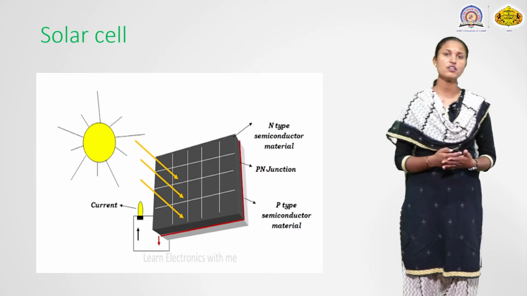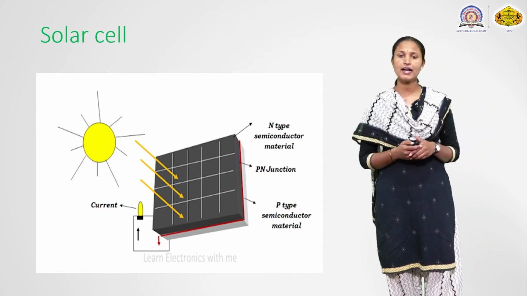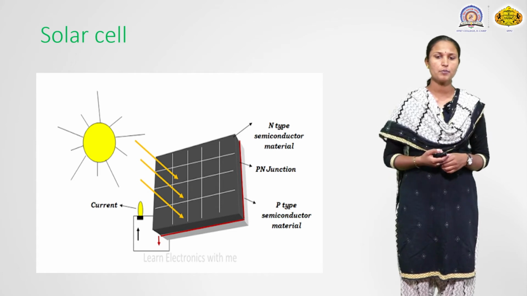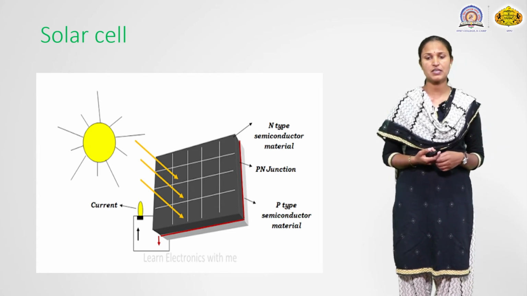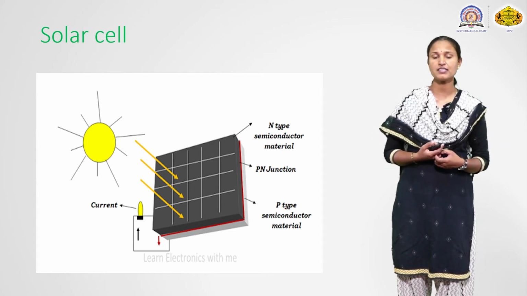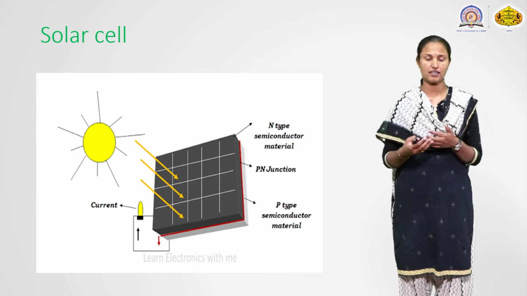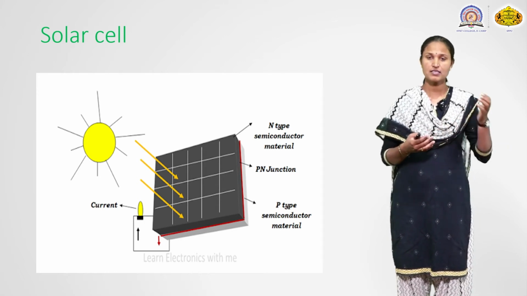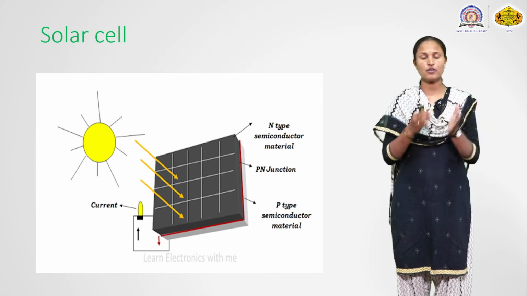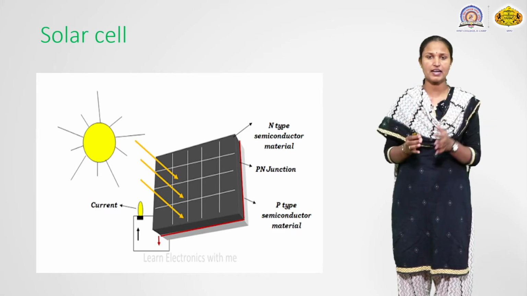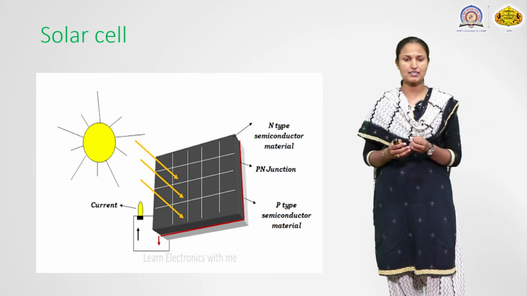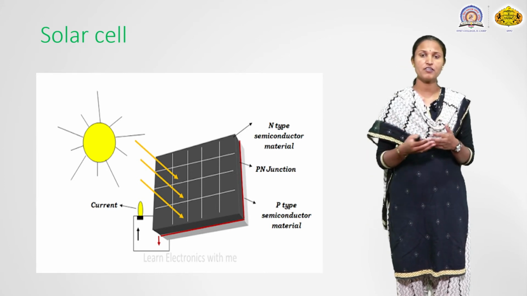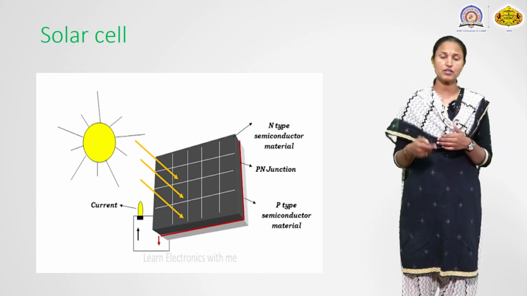This is the diagram for the solar cells. This is the N-type semiconductor material, the P-N junction, and next the P-type semiconductor material. These semiconductor materials generate electricity by absorbing the sun rays. Sun rays are incident on the panels, are absorbed by these materials, and are converted into electricity for our daily routine use.